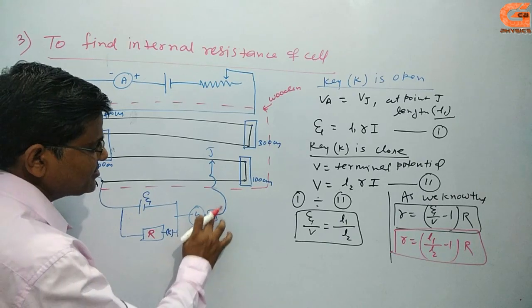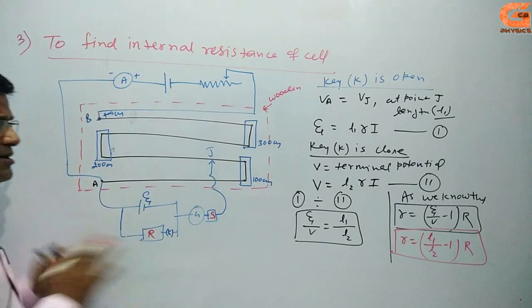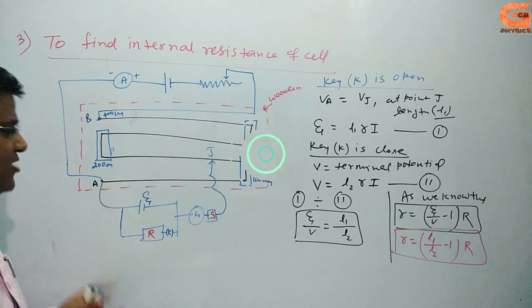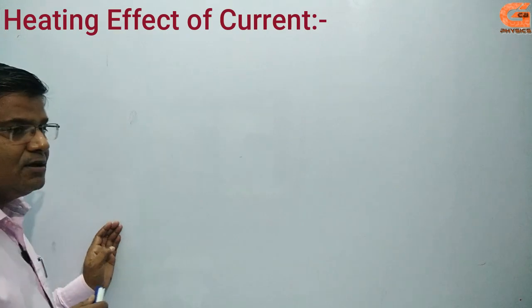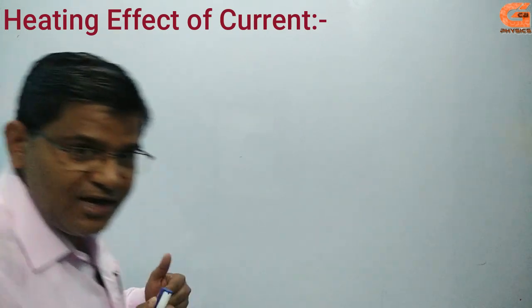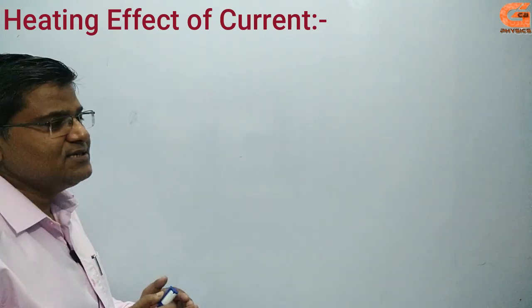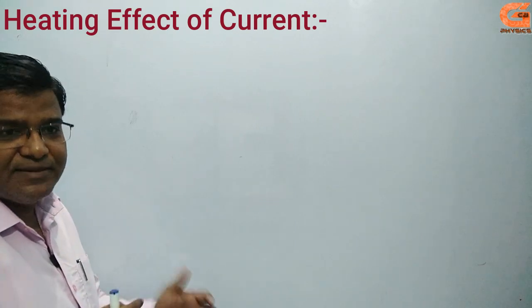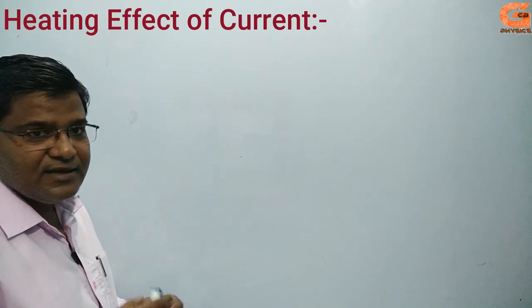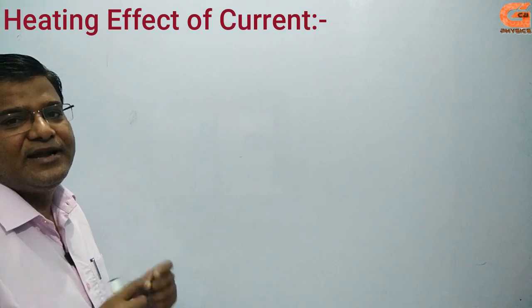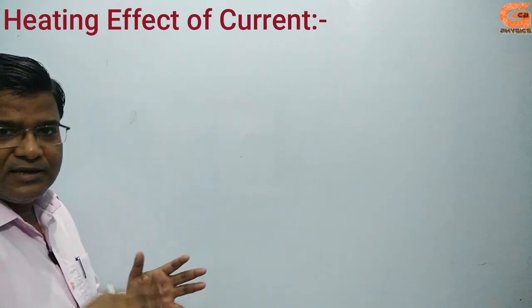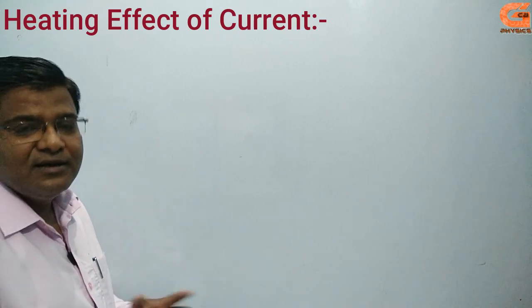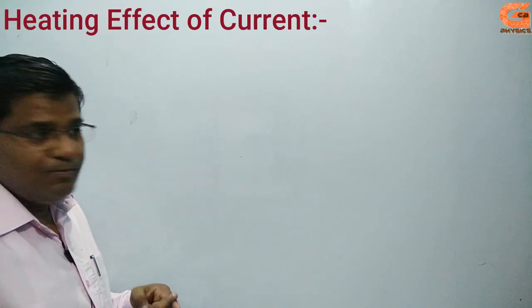You consider here is for the differentiation of two resistances. And the next topic is heating effect of current. When current flows through the resistance, then resistance heats up, and this effect is known as heating effect. The applications of heating effect are heater, geyser, iron, blower.